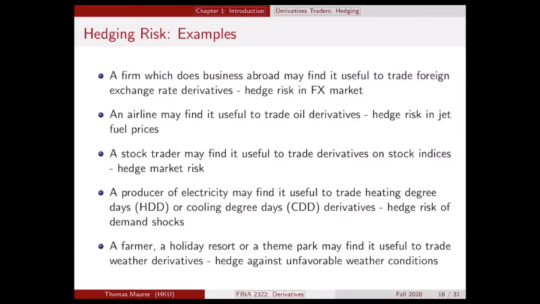And finally, the example which we have here is a farmer or a holiday resort or maybe a theme park. All of them are going to depend on the weather. So for the farmer, it is important that the weather is favorable so that he can harvest a lot of whatever fruits or vegetables he plants. The holiday resorts rely on good weather so that a lot of tourists come, and so do theme parks. So these guys may all find it very useful to trade in weather derivatives where they do get some payoffs if the weather's not so much in their favor.